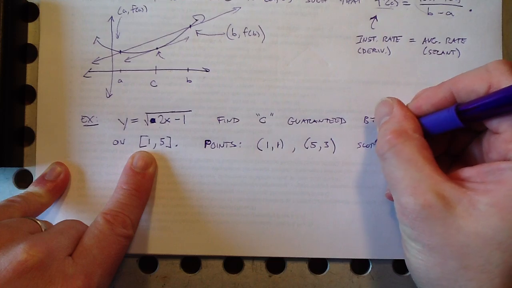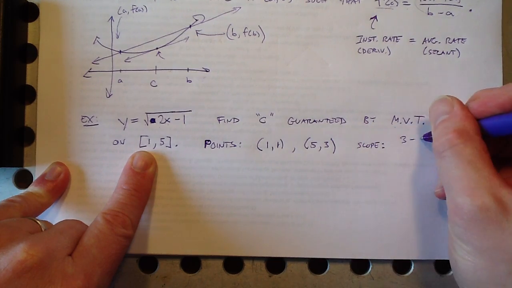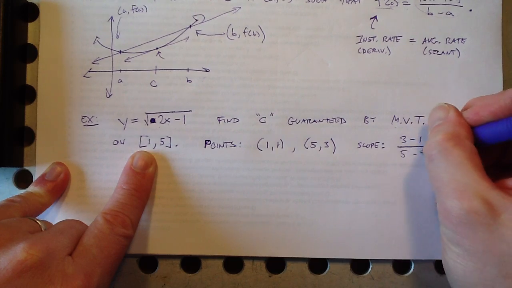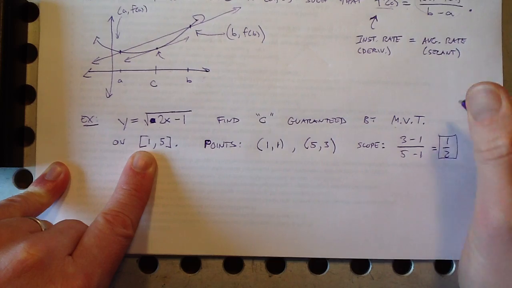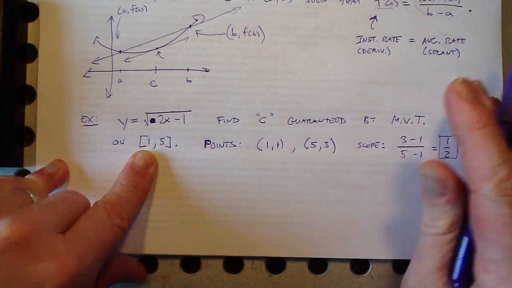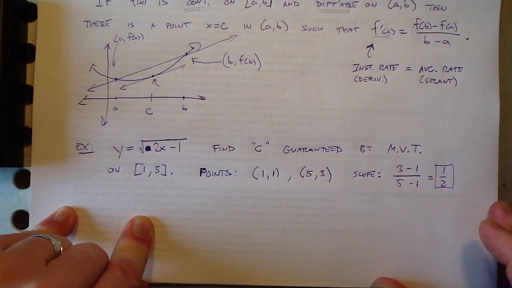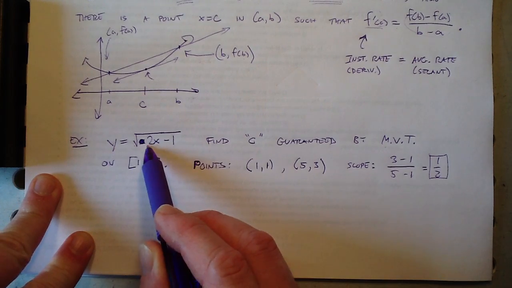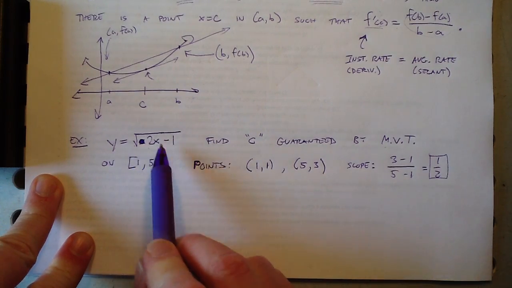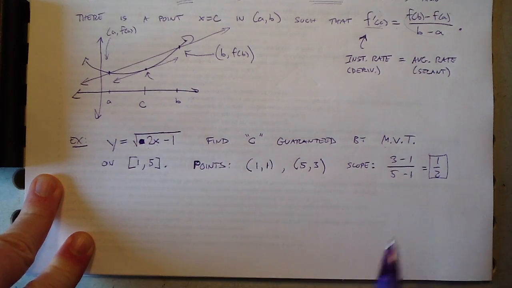So the slope is y minus y over x minus x, which is 2/4 or 1/2. Okay, we just found this. We just found our average slope. Now, there's supposed to be some value, if we find the derivative, there's supposed to be some value where somewhere between 1 and 5, the derivative is actually equal to that.